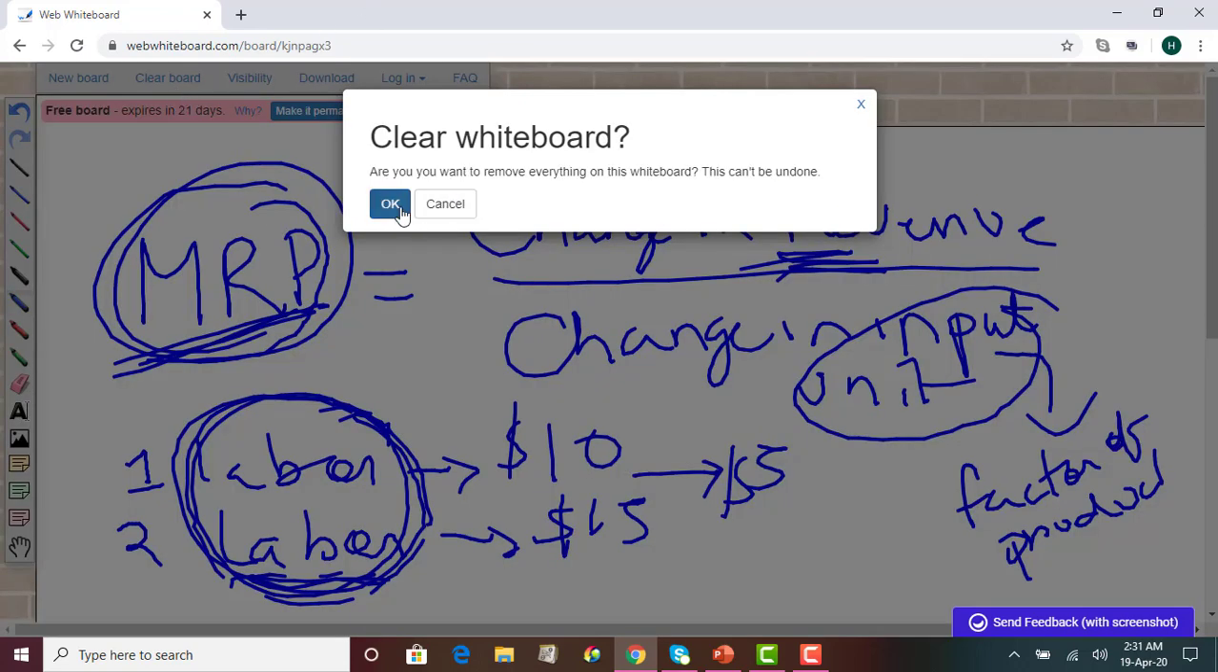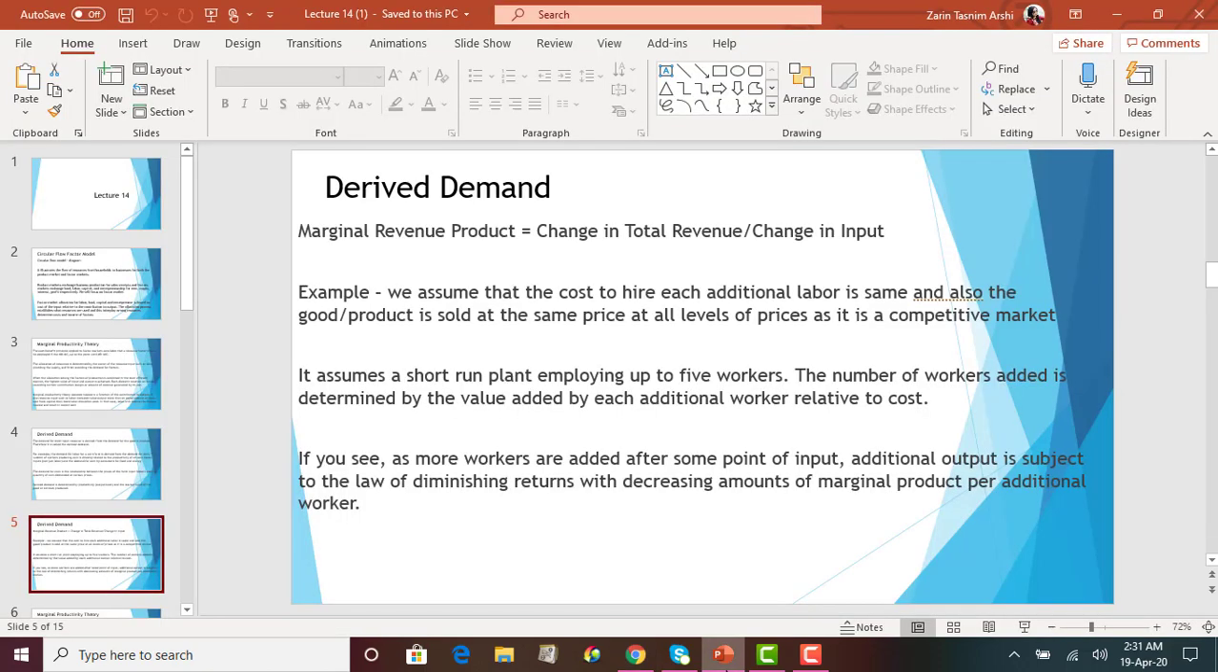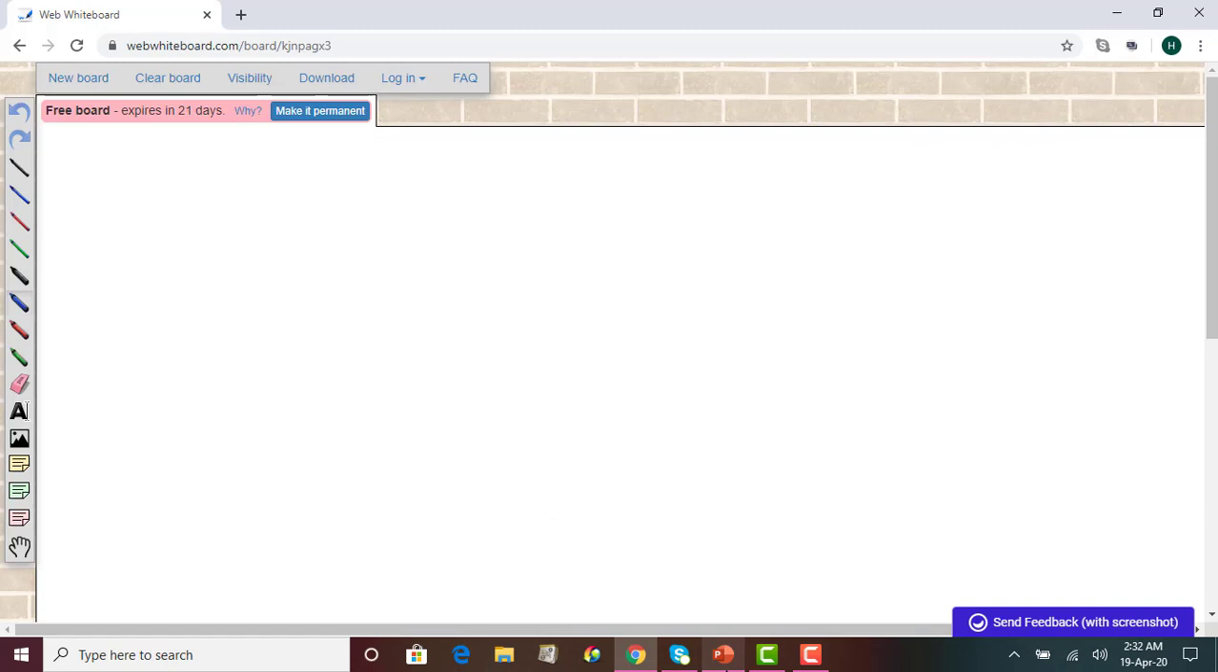So going back to the slide, we will do an example in more detail. Again, here's this example. We assume that the cost to hire each additional labor is the same. So let me do the example so you can understand. We can come back to this slide and understand what it's saying. So let's say we assume it's a perfect competition. We will first assume it's a perfect competition, and this is important. You have to distinguish between perfect and imperfect competition.